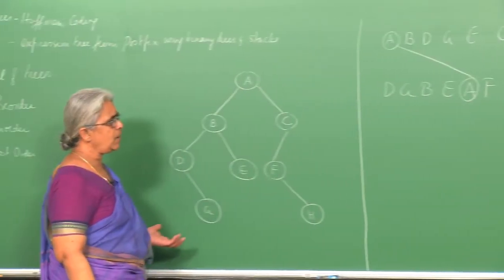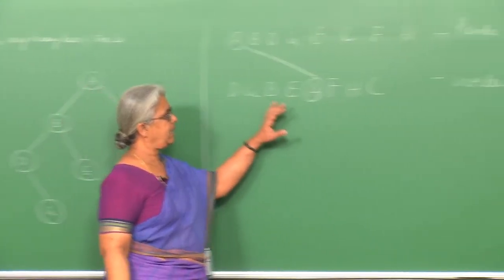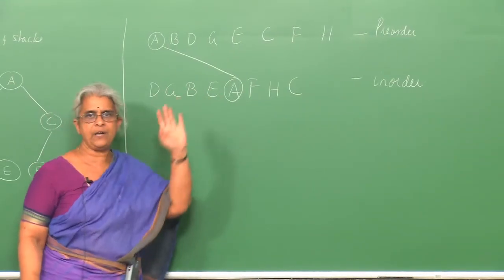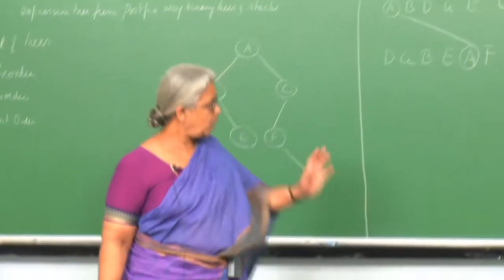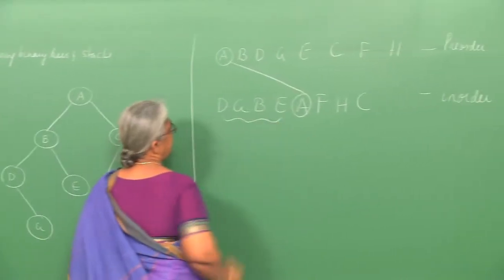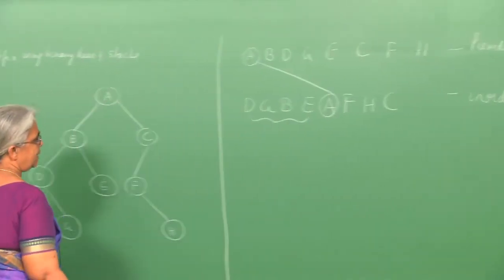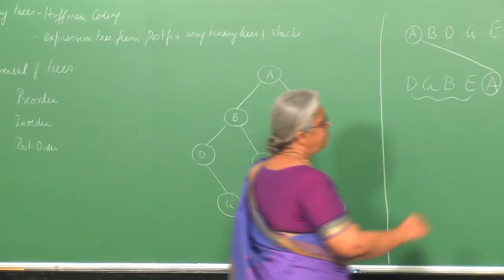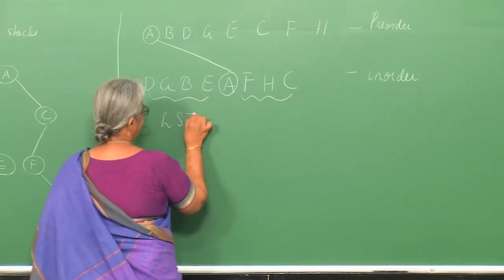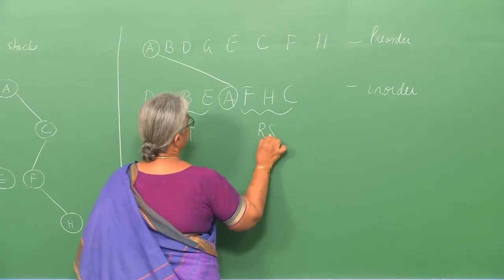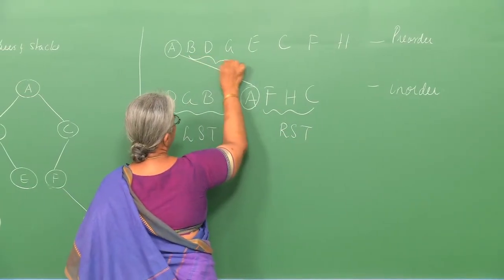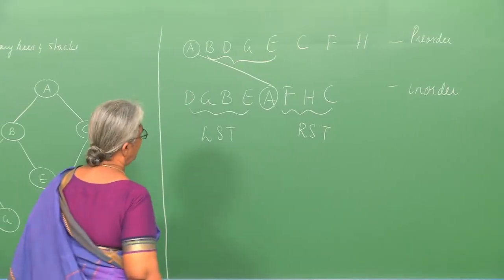So, what happens in in-order traversal? The left subtree nodes are before the root and the right subtree nodes are after the root. So, what do we have now? We have now that DGBE correspond to the left subtree and FHC correspond to the right subtree. This is left subtree and this is right subtree. We know this information. So, I go back to the pre-order traversal. So, this corresponds to these 4 nodes.